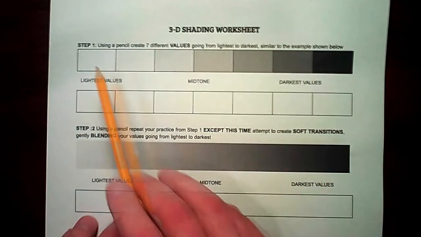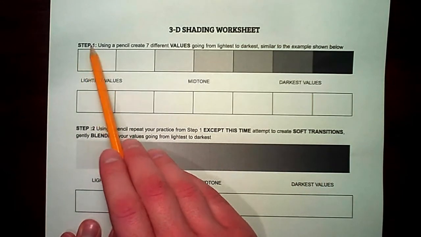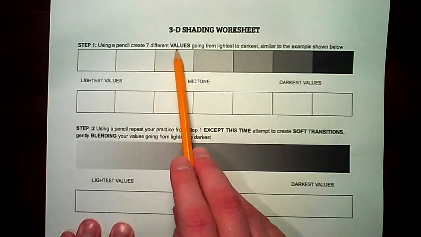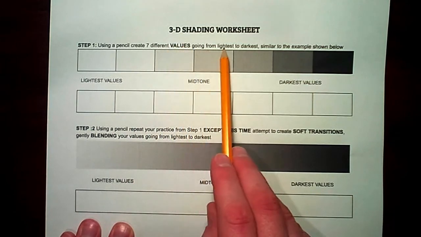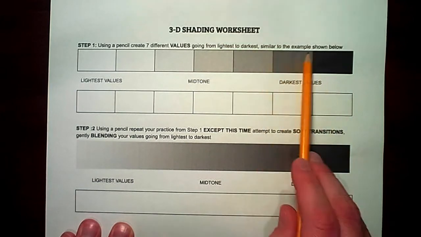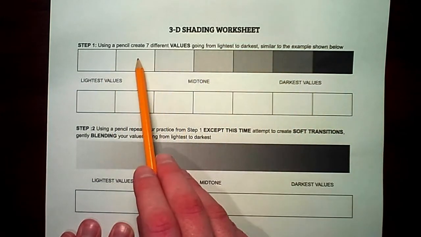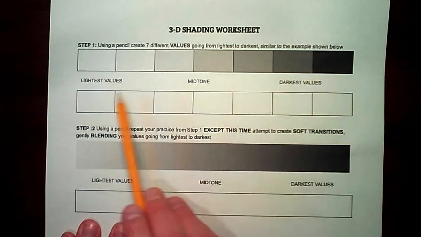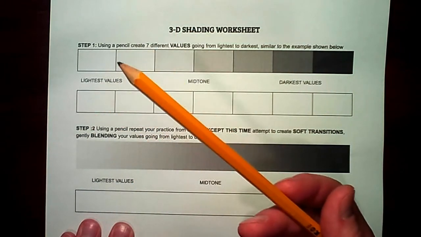So what I'm going to do on this worksheet is I'm going to begin up at the top where it says step 1. Step 1 says, using a pencil, create 7 different values going from lightest to darkest, similar to the example here above. So I'm going to try to recreate this printed value scale below using nothing more than my pencil.